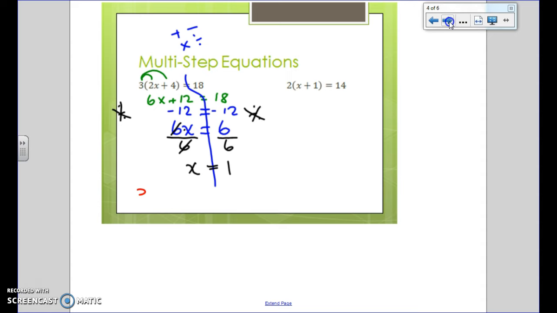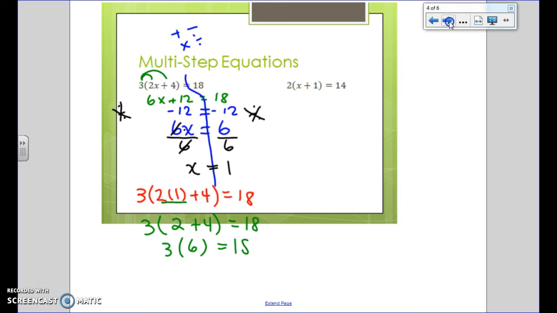I would say 3 times (2 plus 4) equals 18, and I believe the answer is 1, or the solution is 1. So I plug it in, and I would say 3 times, in this case I would do my multiplication first, (2 plus 4) equals 18, and inside my parentheses I'm going to go ahead and keep on simplifying. 3 times 6 equals 18. Because there are no operations inside the parentheses, I don't need them anymore, so I know 3 times 6 is 18, which does equal 18, so I know I did get the correct solution.